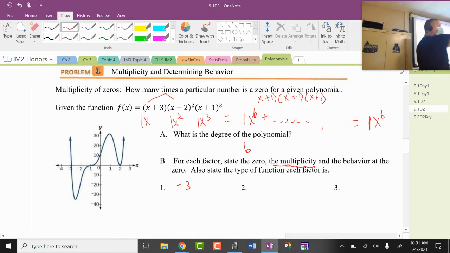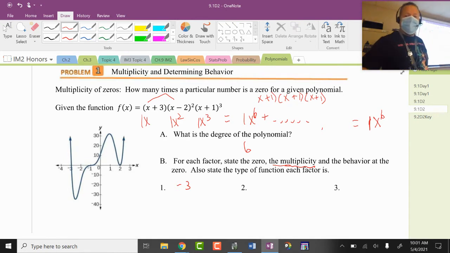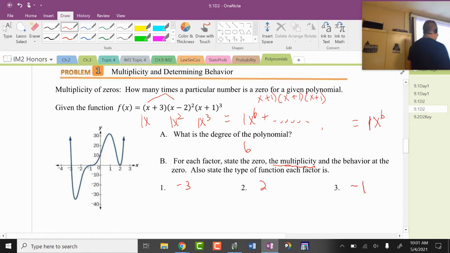But one thing we got to get out of this, remember this from parabolas. This is intercept form. X plus 3, negative 3 is a 0. That's because what's negative 3 plus 3, everybody? 0. What's 2 minus 2, everybody? So 2, comma 0. What's negative 1 plus 1? 0. So that's why the zeros are negative 3, positive 2, and negative 1, going in order.